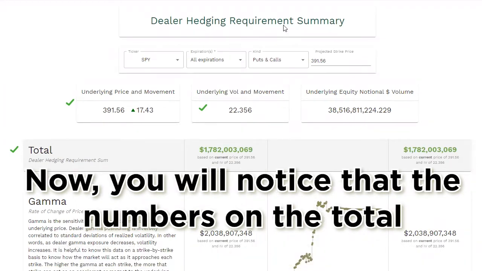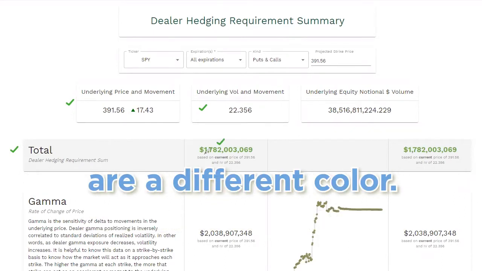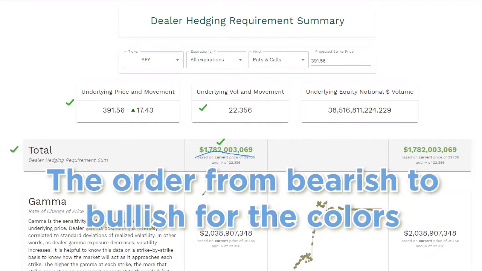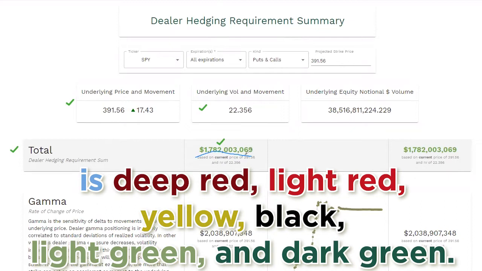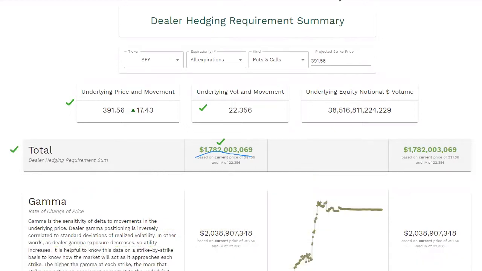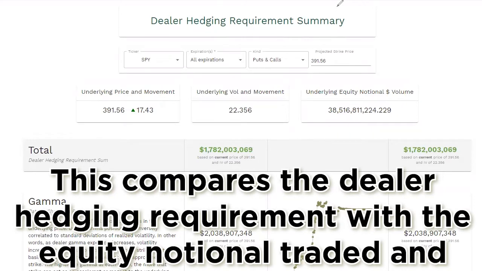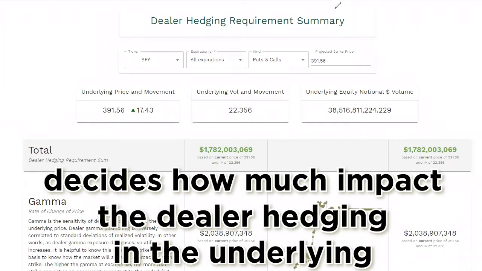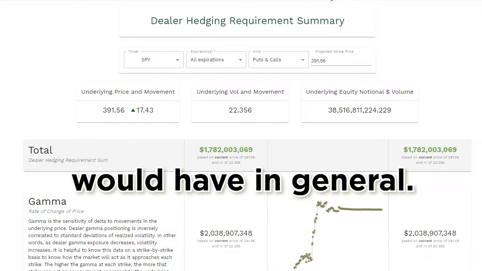Now, you will notice that the numbers on the total are a different color. The order from bearish to bullish for the colors is deep red, light red, yellow, black, light green, and dark green. This compares the dealer hedging requirement with the equity notional traded and decides how much impact the dealer hedging in the underlying would have in general.